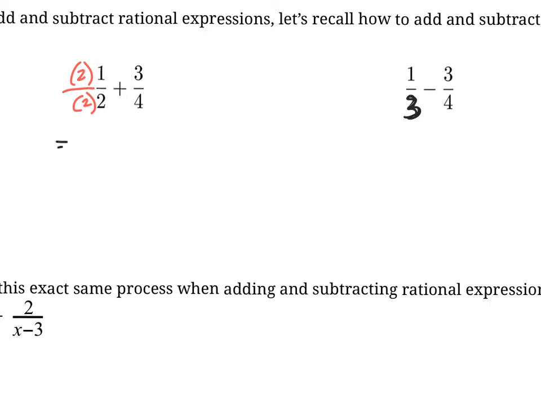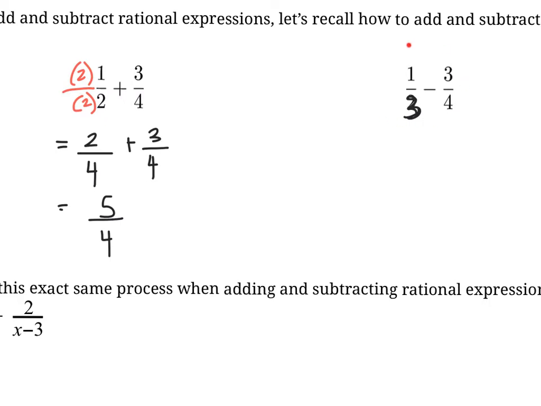So our numerator is going to become 2 times 1, which is 2 over 4, plus 3 over 4. And now we can add these fractions together. The denominator stays the same. We're just counting fourths. And we're going to add the numerators. 2 plus 3, which is 5. We can't reduce that any further, so we're done.